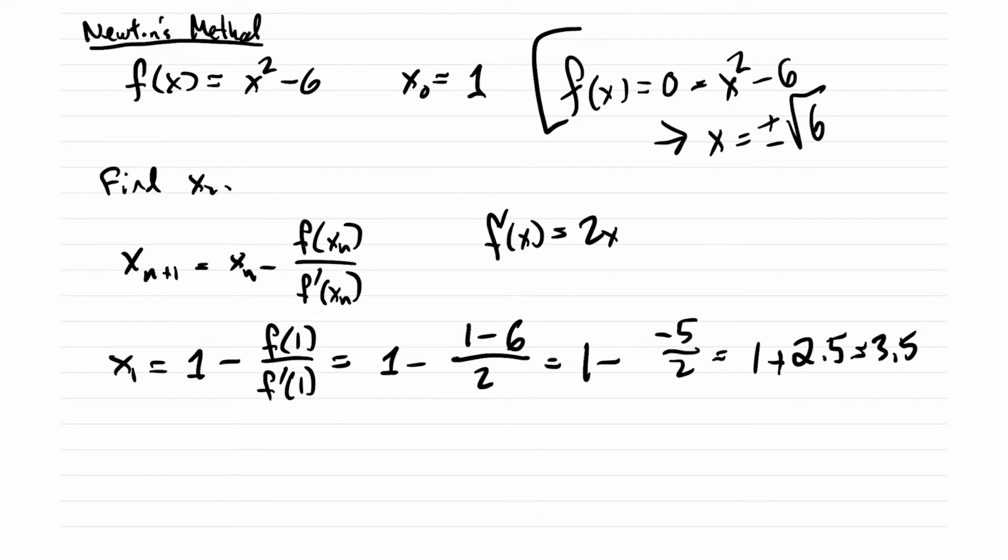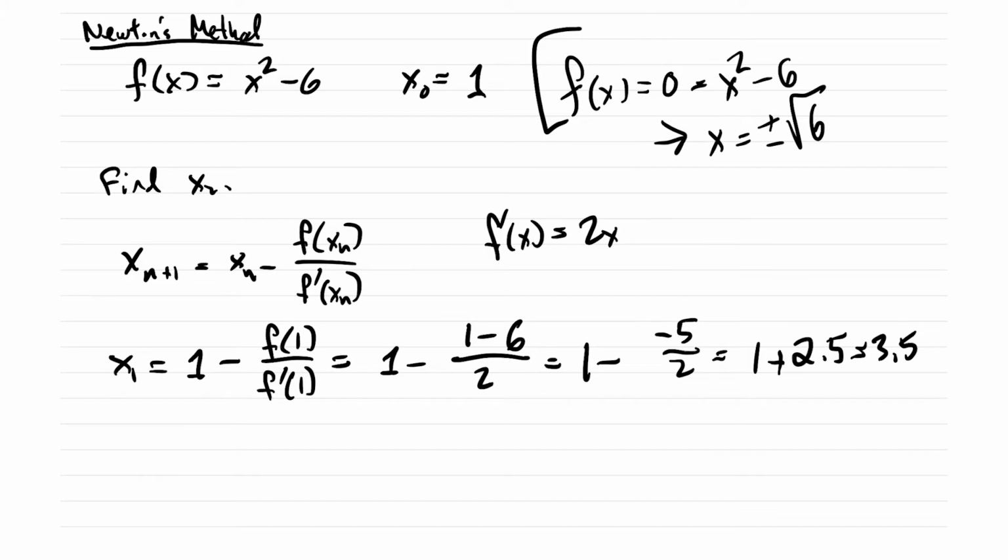Is that the square root of 6? No, not even. That's still a bit far. We know that the square root of 9, for instance, is 3, so this has to be closer to something like the square root of 10 or 11. It has to be less than 16, though. So now we hope we can use this 3.5 value to get a better estimate.